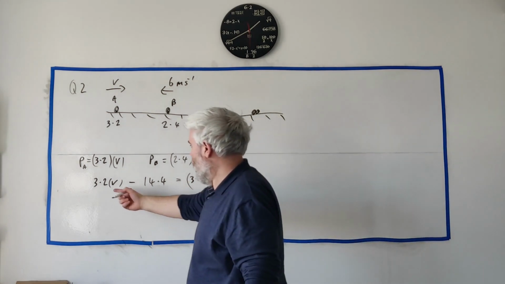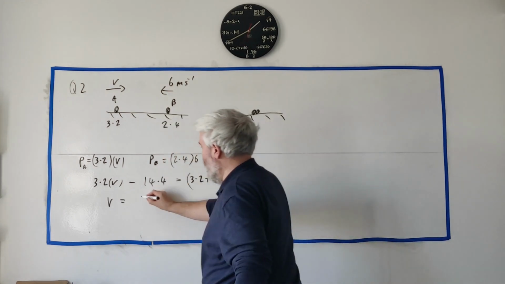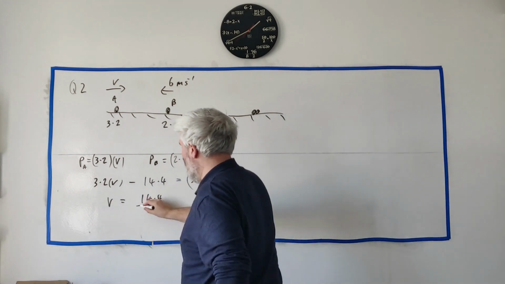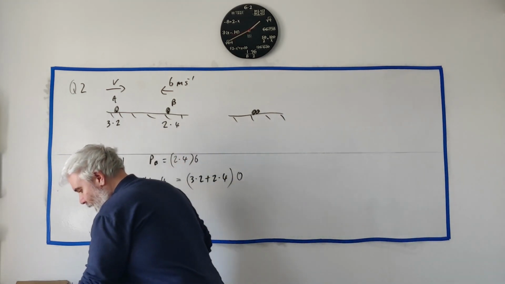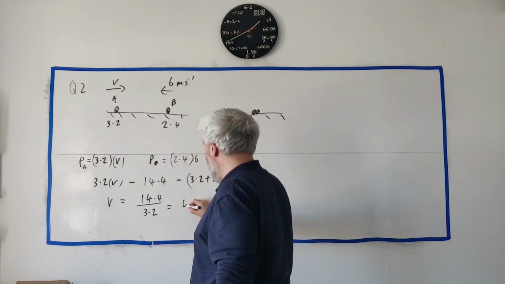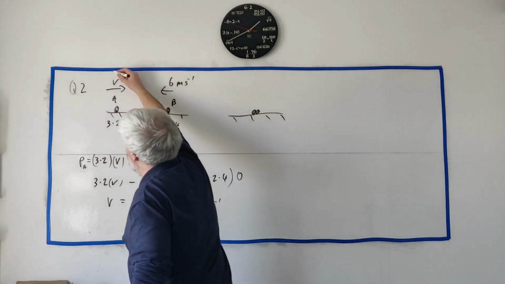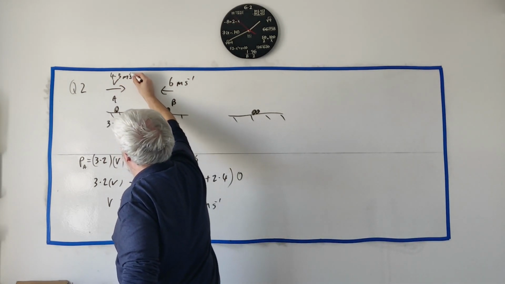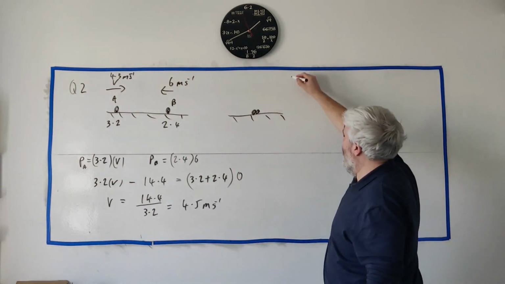So let's go ahead and try to solve this. We get V on its own. V is equal to, let's add 14.4 to both sides, divide by 3.2 on both sides, and we would get 4.5 meters per second. So V up here is 4.5 meters per second. Okay, that answers part A.